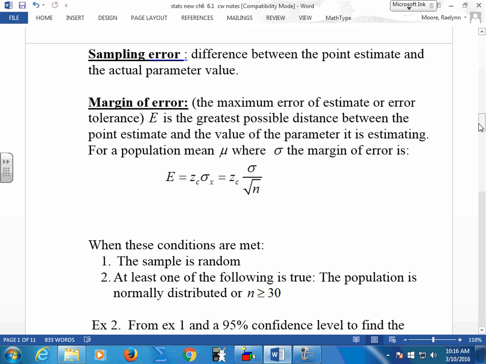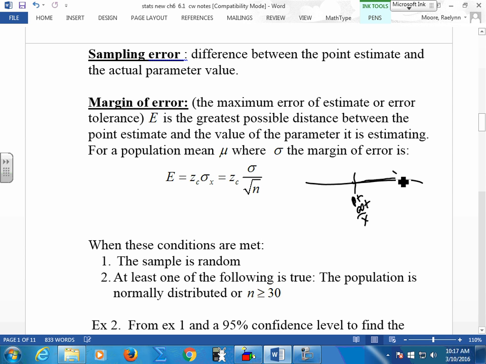Your margin of error. This is your formula for margin of error. Your margin of error is the greatest possible distance between your point estimate, in this case your sample mean, and the value of the parameter that it's estimating. This is where your wiggle room comes from. This is where your margin comes from. Your value, your point estimate will be here. Right now it's our mean.